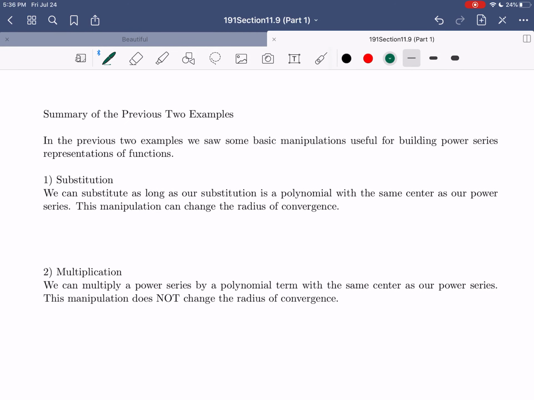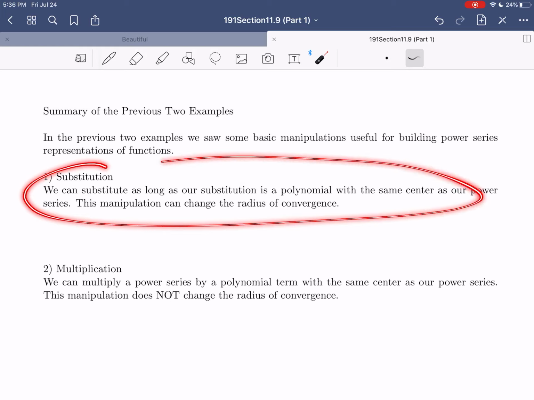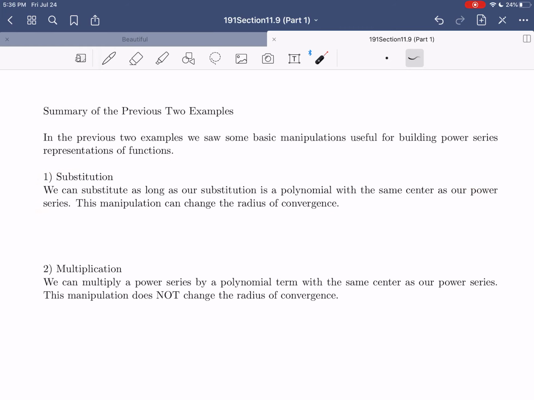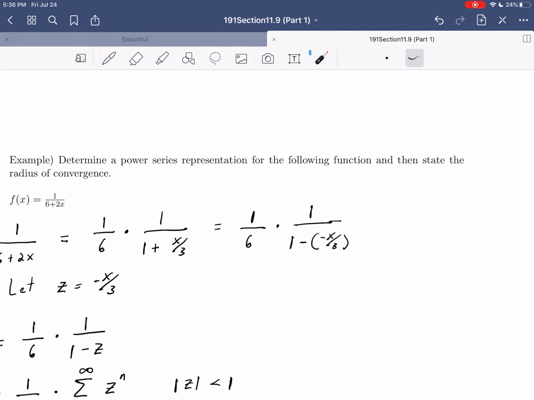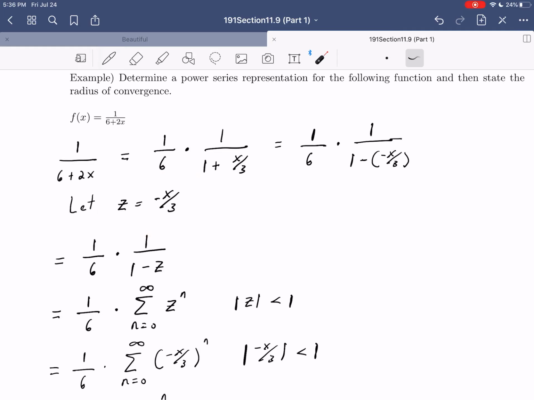So, to summarize the previous two examples, we've seen some basic manipulations useful for building power series representations of functions. The first manipulation that we learned was substitution. We can substitute as long as our substitution is a polynomial with the same center as our power series. So there's a little bit of subtlety to the substitutions you can do. You'll notice that when we did our substitution here, my substitution was z equals negative x over 3. That's really saying z is negative 1/3 x.